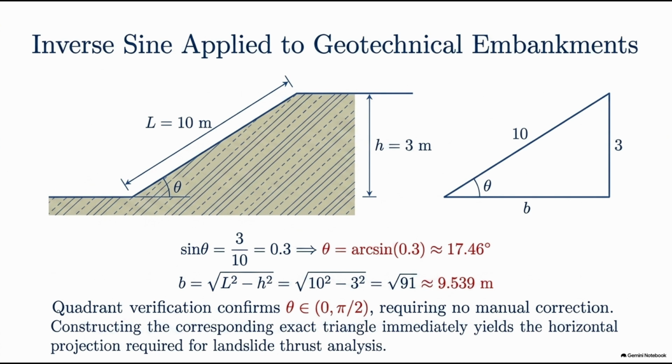The ratio of height to slope length gives a sine value of 0.3. Because slope angles operate in the first quadrant, taking the inverse sine gives an inclination angle of approximately 17.46 degrees. Using the Pythagorean theorem on our reference triangle gives a horizontal projected length of approximately 9.539 meters and a cosine value of 0.9539, providing essential parameters for slope sliding stability analysis.